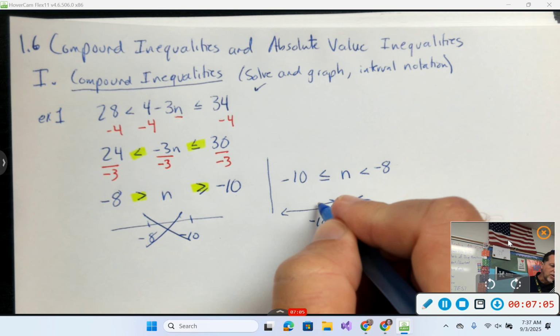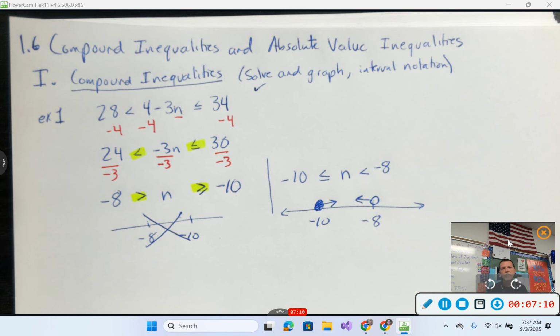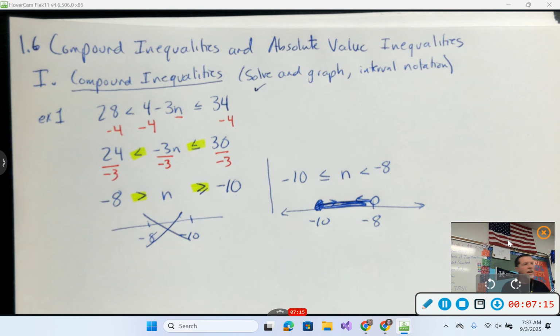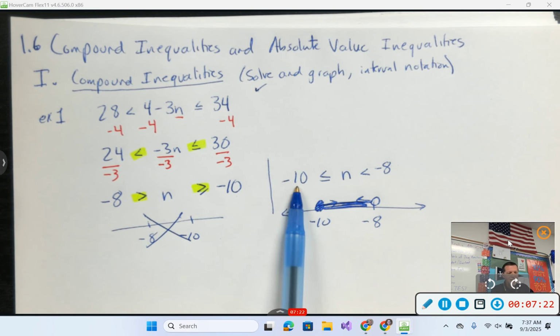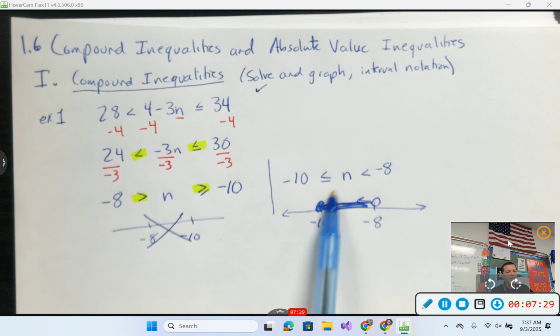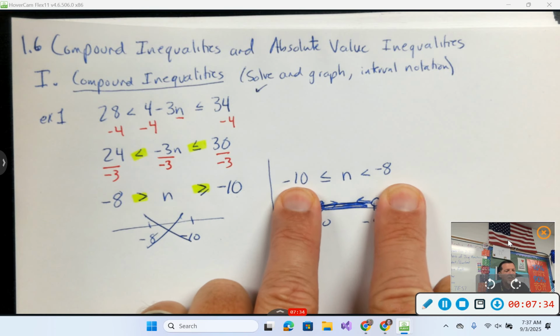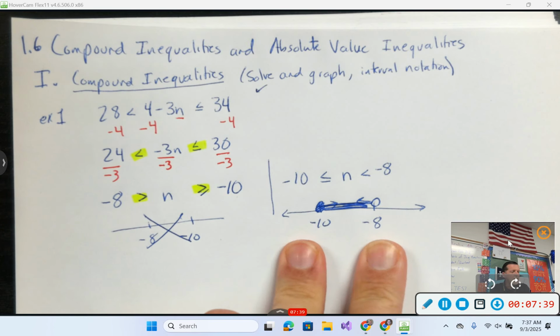Also need to be careful. I skipped over the open circle, closed circle thing, but open circle, closed circle. So it's the stuff between negative 10 and negative 8, because it has to be both smaller than negative 8 and bigger than negative 10. So it's only the stuff in between there. Which sort of makes sense because you've got n literally written in between negative 8 and negative 10. So it makes sense that your solutions are between negative 8 and negative 10.